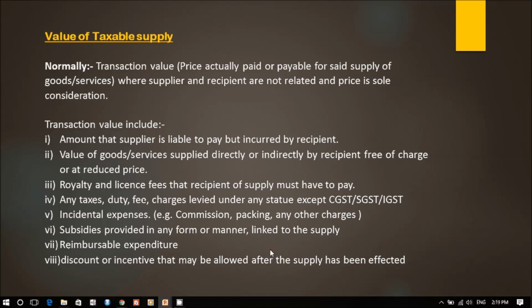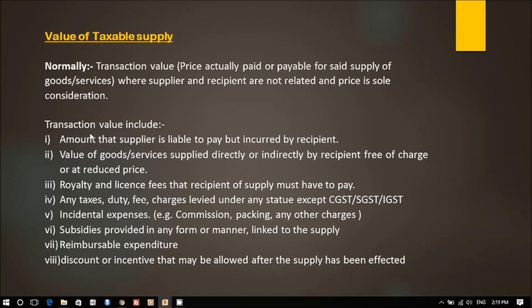Where the supplier and the recipient are not related and the price is the sole consideration, these two conditions also have to be met when we are saying that transaction value should be the value of taxable supply. So the value of taxable supply normally would be the transaction value if the supplier and the recipient are not related parties, and the price is the sole consideration. There should not be any other consideration for that supply.